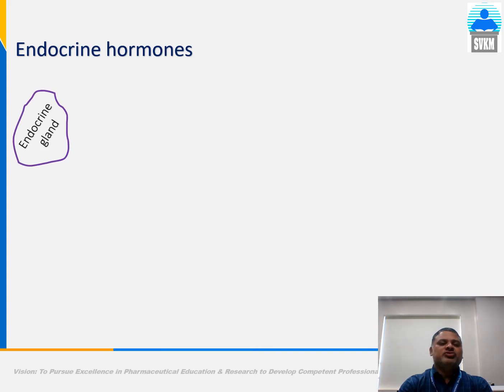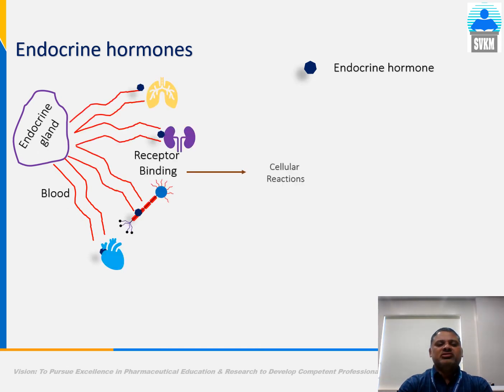Now the endocrine hormones are released by the endocrine glands, particularly into the circulation. It means the endocrine gland releases these chemical messengers into the interstitial fluid, and from the interstitial fluid these hormones enter the circulation, that is the blood, and from the blood circulation they are transported to the different organs or systems where they have specific receptors. After binding to the receptor on a particular system or organ, they produce several cellular reactions.